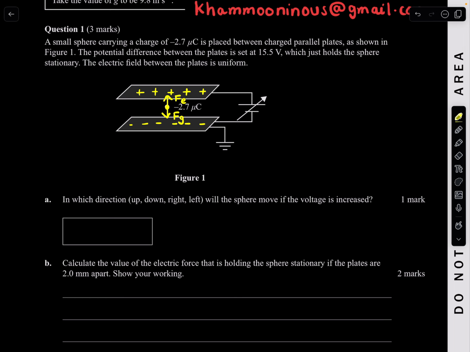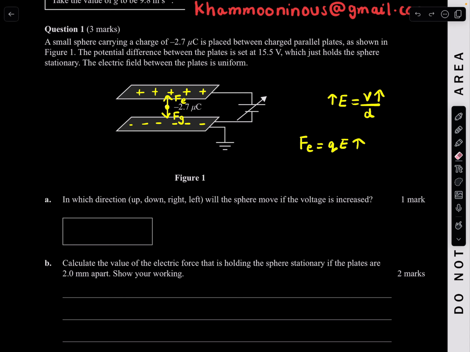So it says, in which direction, up or down or right or left, will the sphere move if the voltage is increased? Okay, let's think about this. Remember your force of gravity is only related to mass times gravity, which has nothing to do with voltage. But your electrical force is Q times electrical field, and your electrical field is your voltage over distance. So if you increase your voltage, you're increasing your electrical field strength, and so we're increasing the electrical force.